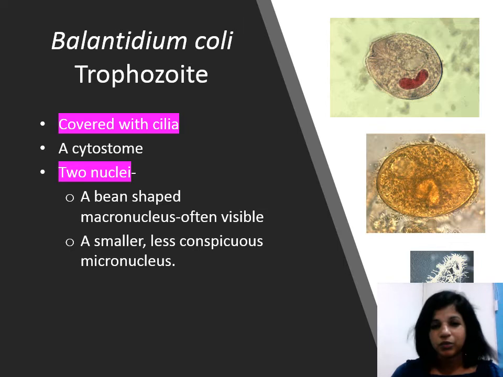But you could see the cilia right around the structure, and then generally it has two nuclei, which are also seen. One nucleus is the macronucleus, the bigger one, which is bean shaped, and the small one, the micronucleus, is generally round. And the cytostome is like a mouth opening for engulfing food. So that was Balantidium coli.